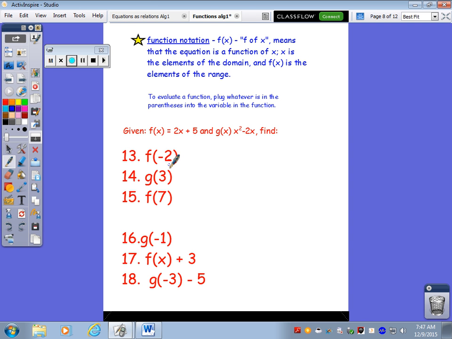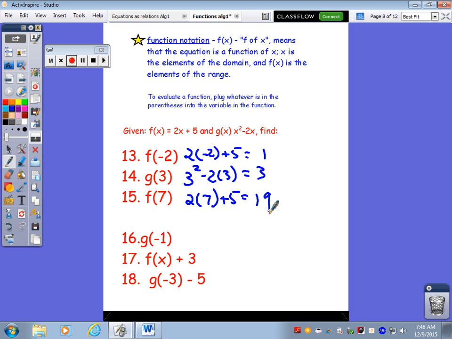So here it's f of -2, which means we plug it into this function. And we just do the math, and that equals 1. g of 3, we plug it into this function. 9 minus 6 is 3. f of 7, plugging it into this function. 14 plus 5 is 19. g of negative 1, negative 1 squared, minus 2 times negative 1. 1 plus 2 is 3.